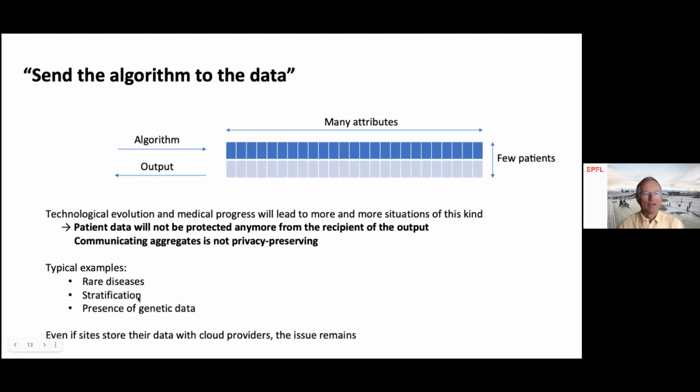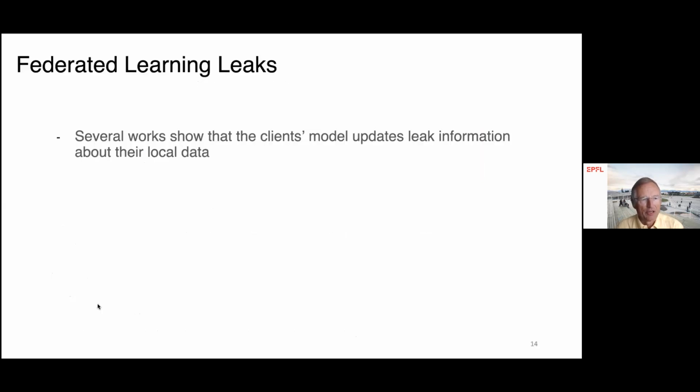Stratification of the population, where, for example, you would consider only a subset of the population, for example, only women who happen to be above a given age and are affected by a given, I don't know, for example, melanoma. And also clearly the presence of genetic data. As you know, the DNA is a very long string of characters. And so this, if it is present, of course, tremendously increases the number of attributes, right? So this means that one has to really look into this carefully in order to make sure that the deployed solutions respond to this challenge.